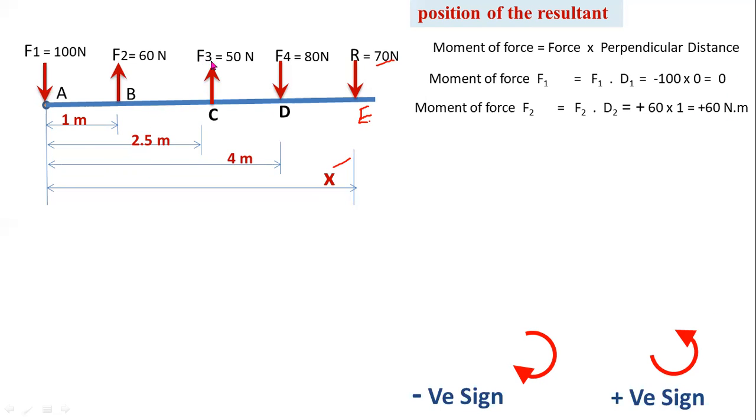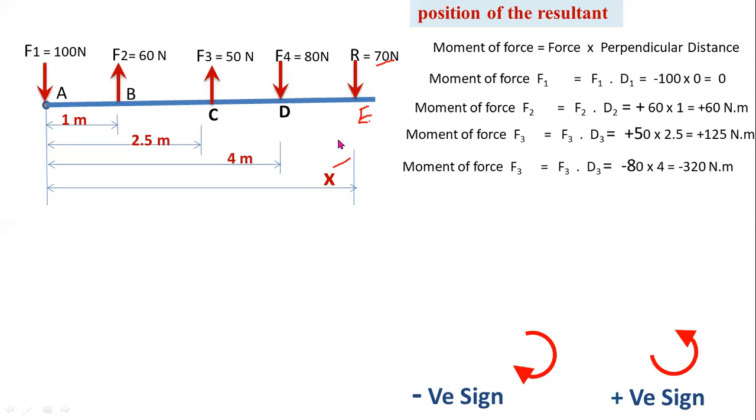In a similar way, the moment of force F3 equals force 50 into distance from point A, 2.5 meters from point A. Again, this 50 Newton force with respect to A forms an anti-clockwise couple. So positive sign for anti-clockwise, 50 into distance 2.5 meters.